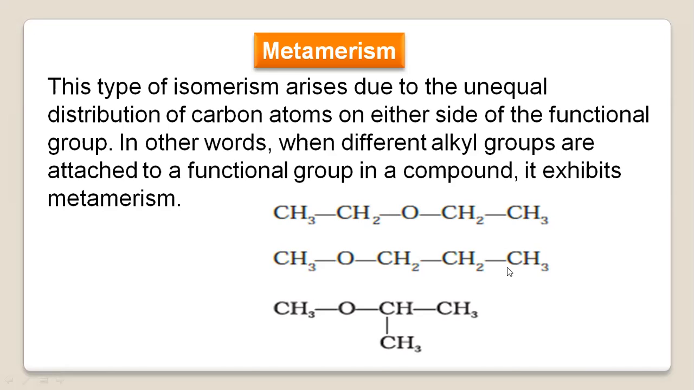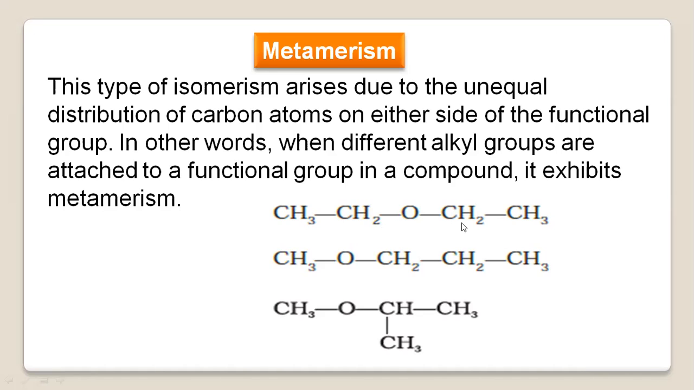It means they all have the same number of carbons. See carbon 1, 2, 3, 4. Hydrogen 3, and these two 5, and these 2 and 5 means 10. They contain 4 carbon, 10 hydrogen and 1 oxygen. Here also 4 carbons, 3 hydrogen, 3, 3 and 1 means 10 hydrogen, 4 carbon and 1 oxygen. But different alkyl groups are attached to the functional group ether. Here one methyl group, here propyl. Here an isopropyl group is present, here a methyl group is present. So these are called metamers of each other.